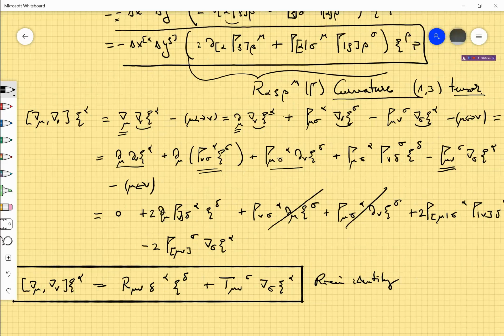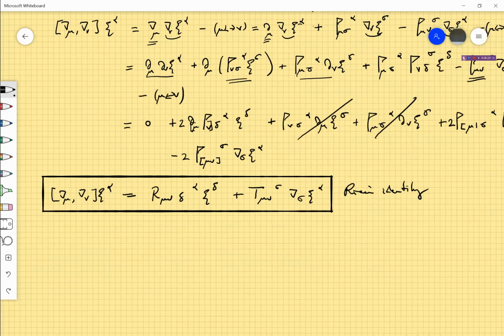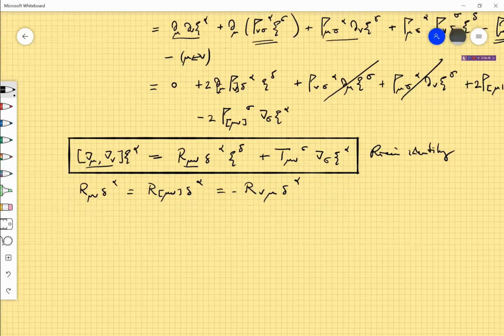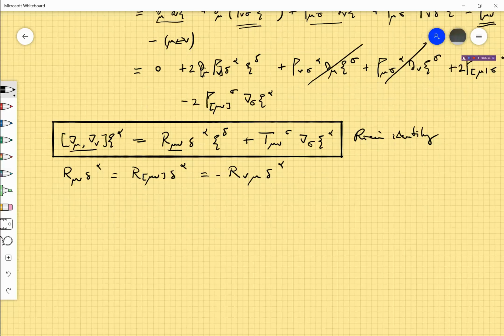It is a 1,3 tensor, and it is always antisymmetric in mu nu, because the commutator is antisymmetric in mu nu. So R mu nu delta alpha is minus R nu mu delta alpha. Okay, now you can do the same for one-forms or other tensors, and you will get other Ricci identities.